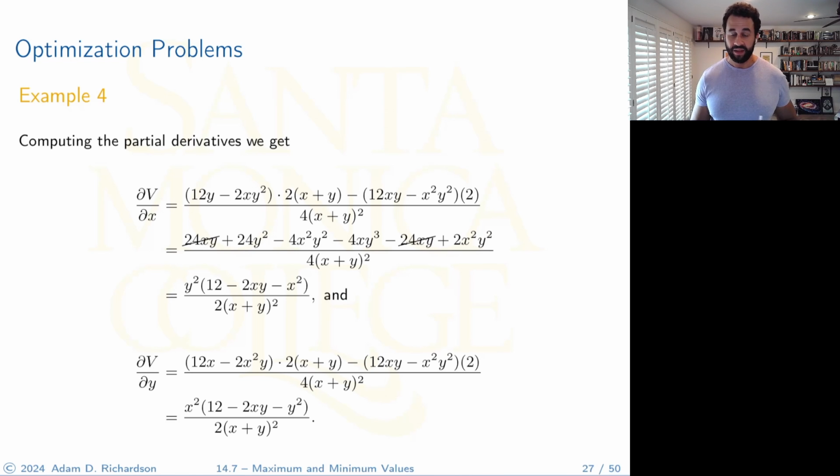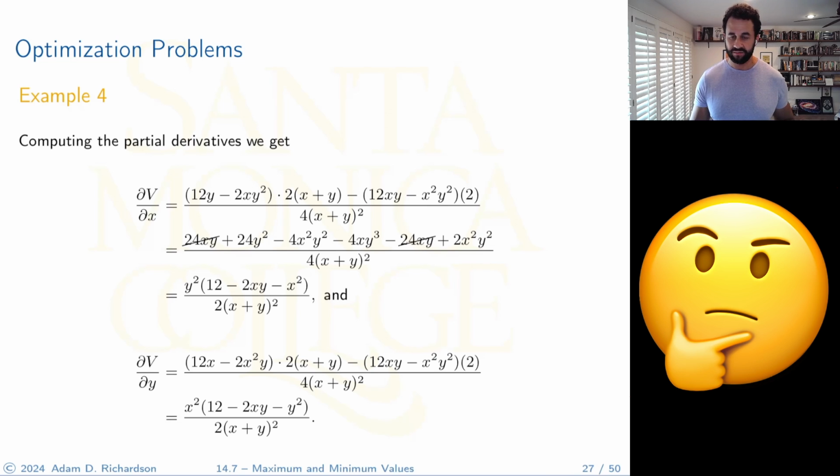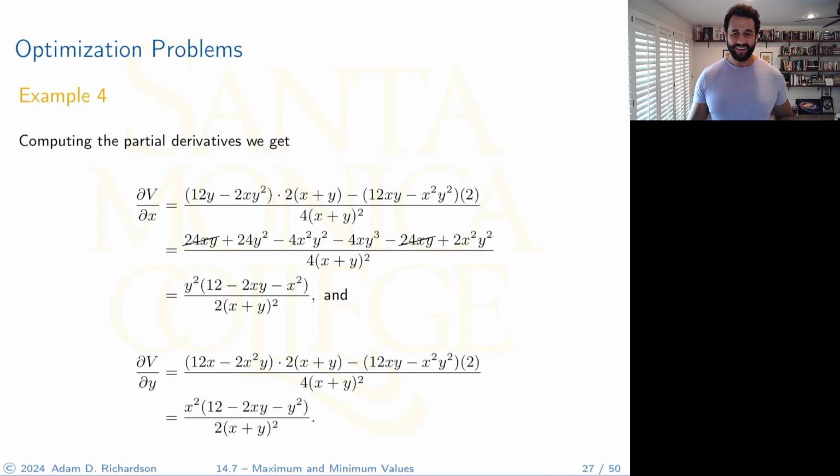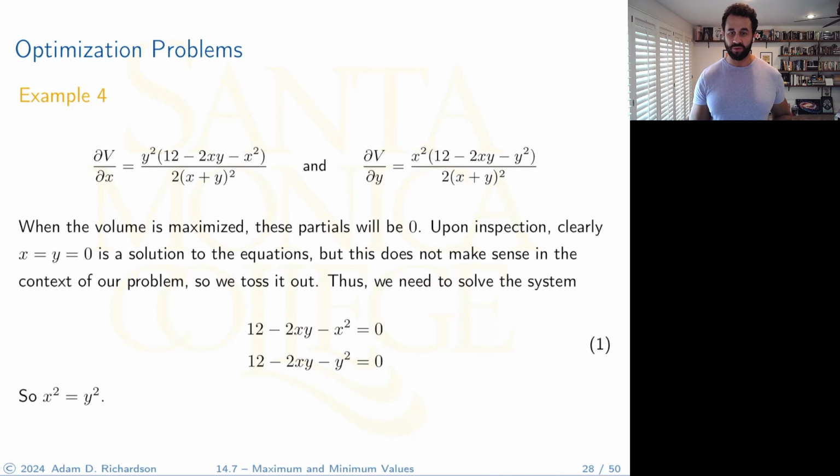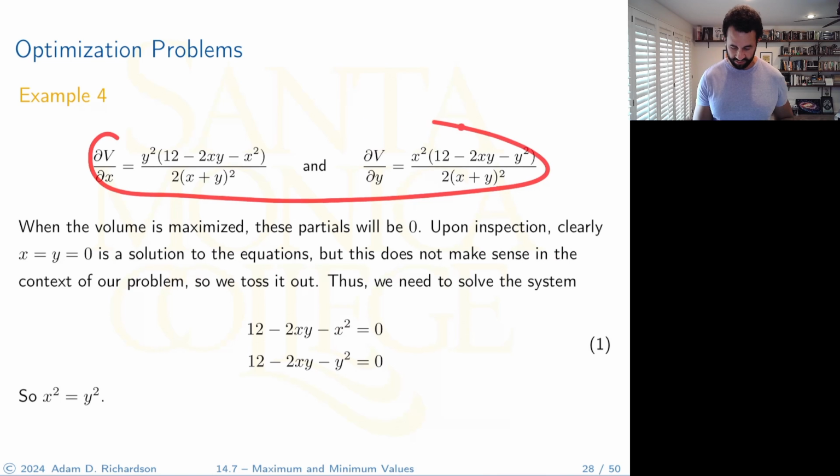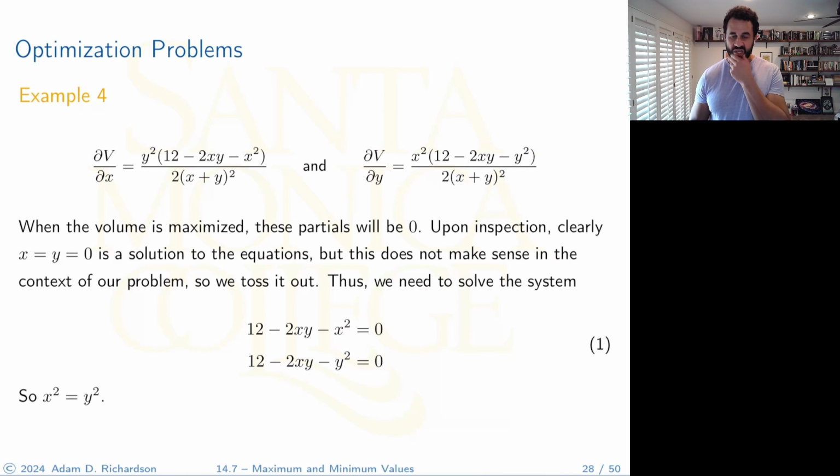All right. Now, let me just pause here for a minute. You can just kind of look at this and think about it. Hopefully I don't have any errors. Okay. Now we want to see where our critical points are. So just repeating what those formulas are. So when the volume is maximized, these partials will have to be zero.